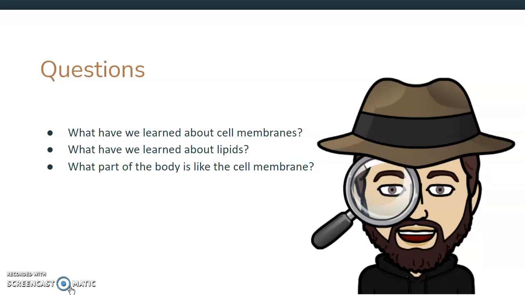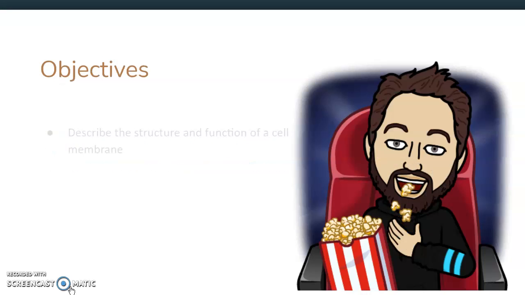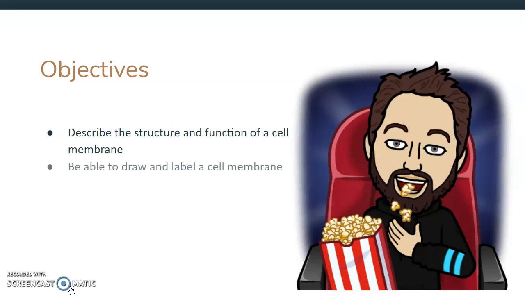When I think of this, I like to think of our skin, and we'll talk a little bit about that later today, but it helps me remember and understand a cell membrane to think about the skin on a human. By the end of today, hopefully we'll be able to describe the structure and function of a cell membrane, and also draw and label a cell membrane. So those are the goals by the end of the day.